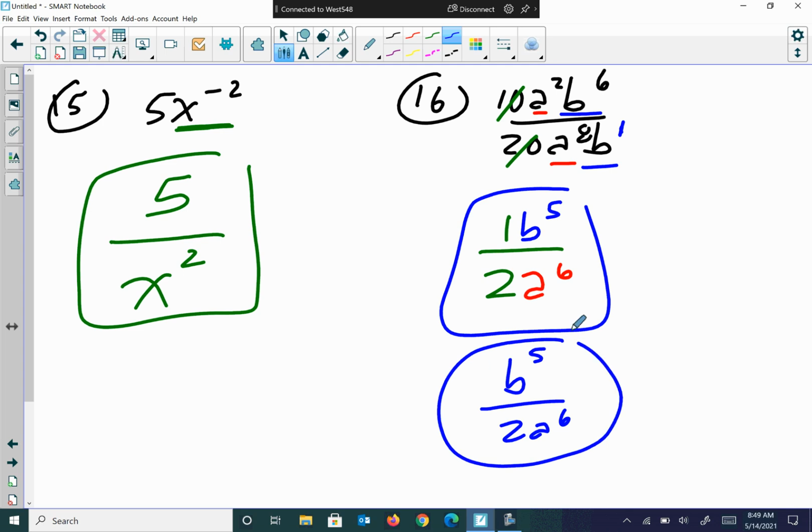Main difference is keeping the 1 up on top if you want it. Not a big deal if you do. We good?